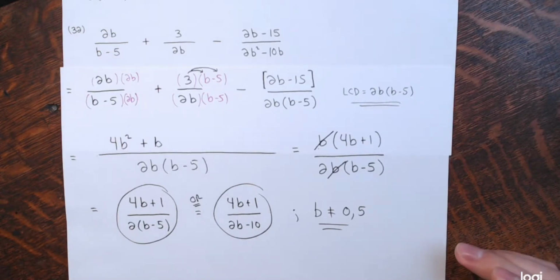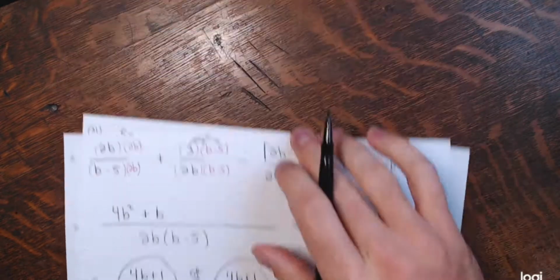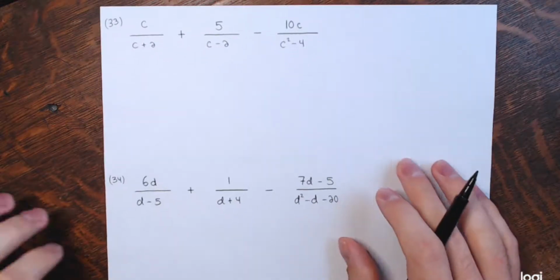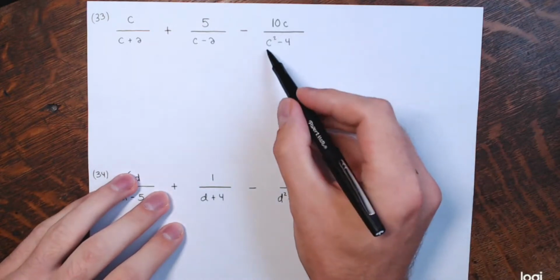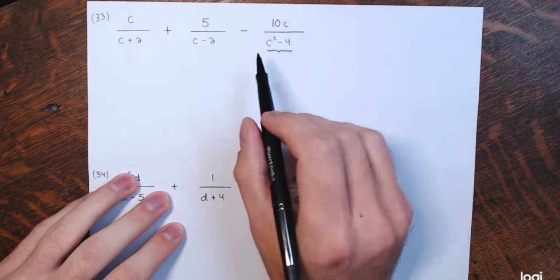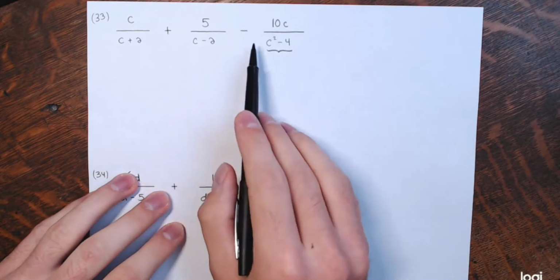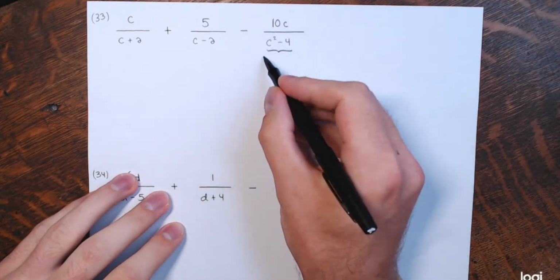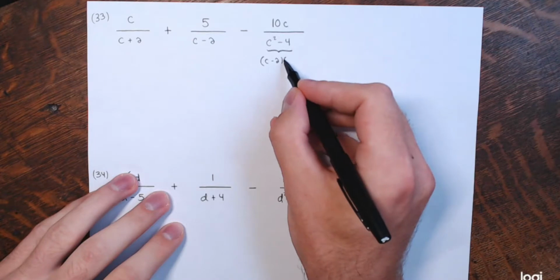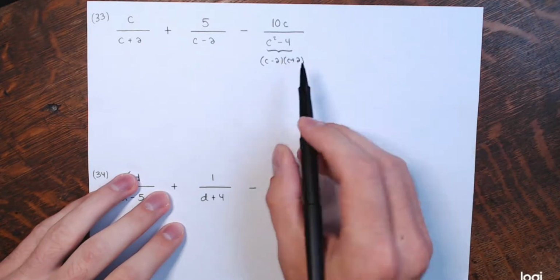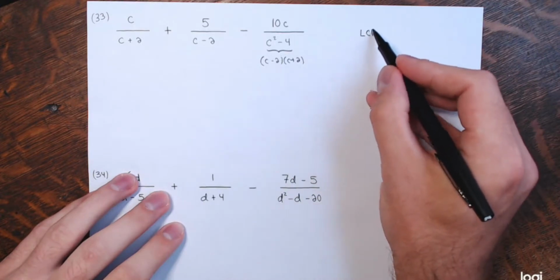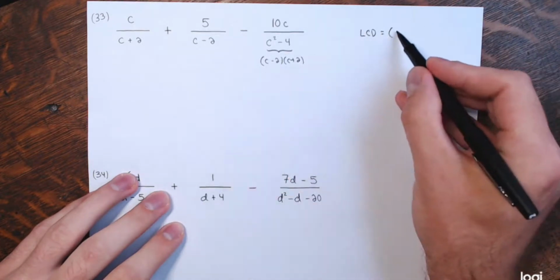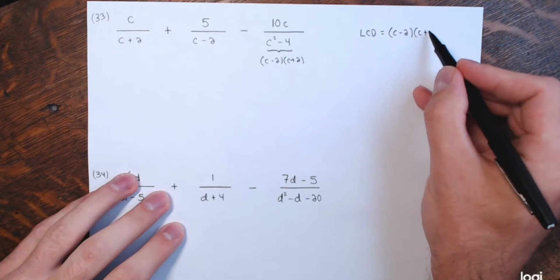Okay, so 33. Very, very similar. So what I'm going to do is kind of speed this up a bit. These denominators are already factored. C squared minus 4, that'd be C minus 2 times C plus 2, which you may notice are the same as these two factors here. So the LCD is just this last denominator, C minus 2 times C plus 2.